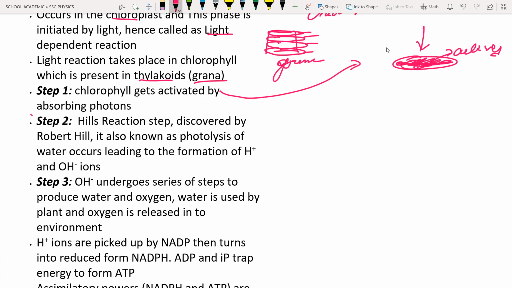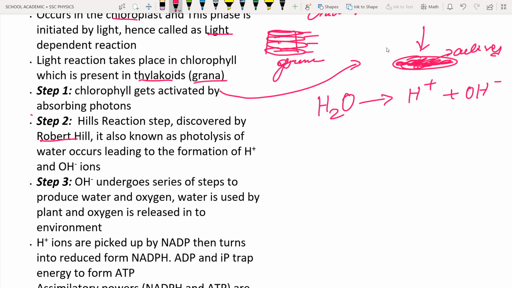Next is the Hill's reaction step. What is Hill's reaction? This reaction was discovered by Robert Hill, a scientist. He discovered the reaction, and the reaction is known as Hill's reaction. We can write the Hill's reaction in this way. H2O will be broken down into H+ and OH- ions. So this is a hydrogen ion, and this is a hydroxyl ion.